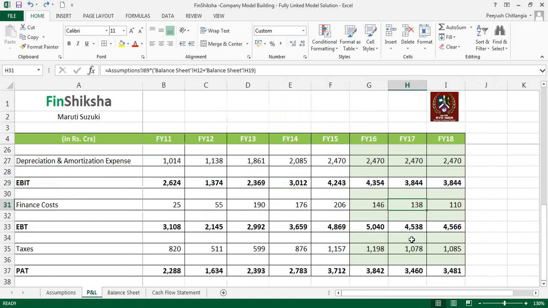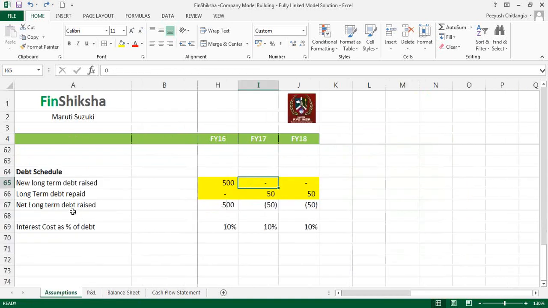So that 2000 crore adds up an extra 200 crore of interest component to the overall business, and that gets captured dynamically at this point of time in this model. So we have created what is known as the debt schedule, and that captures this thing well.